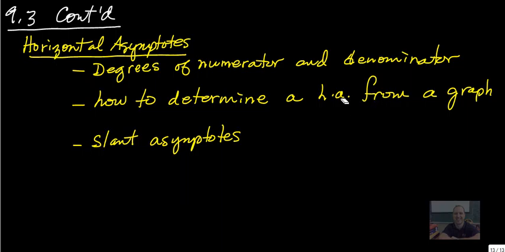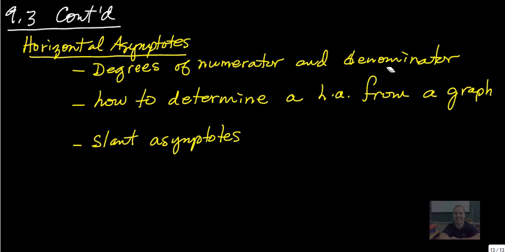All right, so continuation of 9.3 in the textbook. I want to talk to you about horizontal asymptotes today. This is sort of the outline of what we're going to do. Degree of the numerator and denominator. We're going to talk about how we know what horizontal asymptote we have by looking at the degrees of the numerator and the denominator.